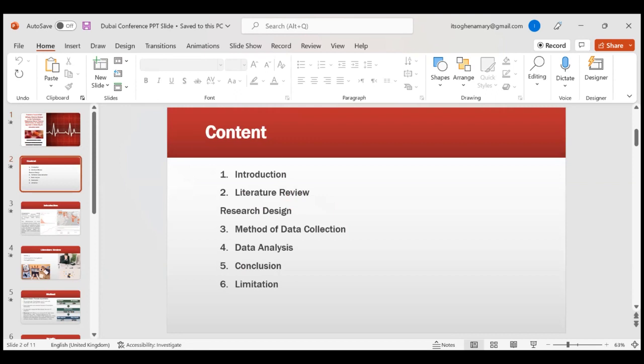First, my presentation outline. We look at the introduction first, then the literature review, the methodology, the data collection, data analysis, the limitation, and also the conclusion.